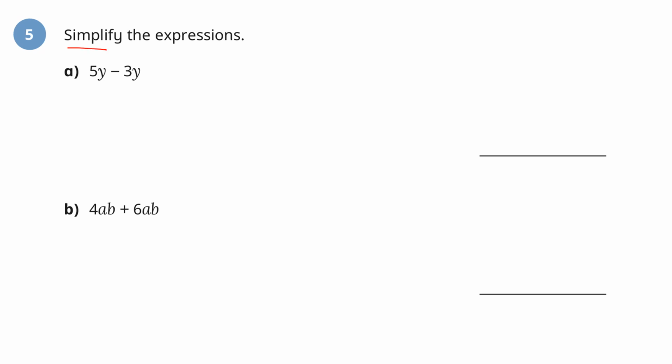Question number 5, simplify the expressions. Part A, 5y take away 3y, that'll be 2 lots of y, so 2y. Think of it as I've got, I don't know, 5 apples or 5 bananas, and I've eaten 3, so I have 2 left. Part B, 4ab plus 6ab. How many ab's do I have in total? I've got 10ab.